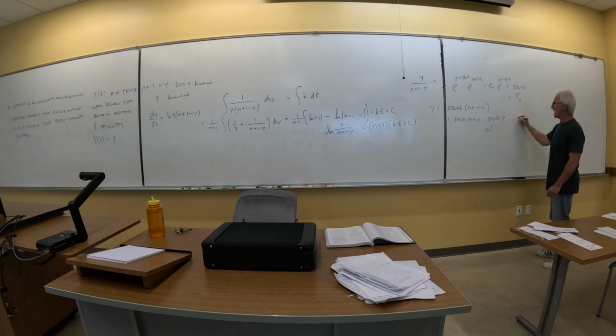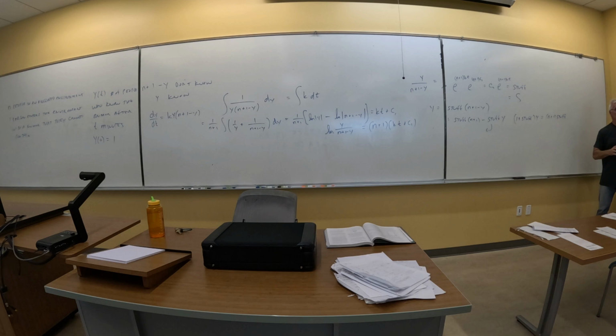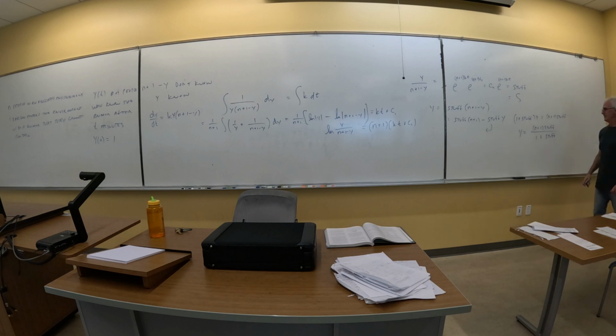So now what do I have on the left? I have 1 plus stuff times y equals, if you will, n plus 1 times stuff. So finally, y equals n plus 1 times stuff divided by 1 plus stuff. If I could, I would, but I can't, so I won't. You want to cancel real bad, don't you? No, but there is something we are going to do a little later.